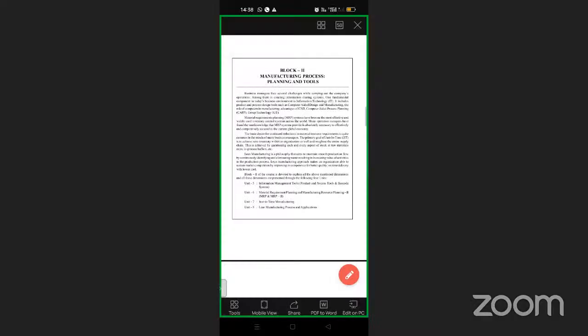So first, let's understand information management tools. When we talk about information management tools, as we all know, the manufacturing process took a drastic change when the industrial revolution took place. Earlier to that, there was not much information technology available. If it was available, it was also not applicable in the manufacturing units.